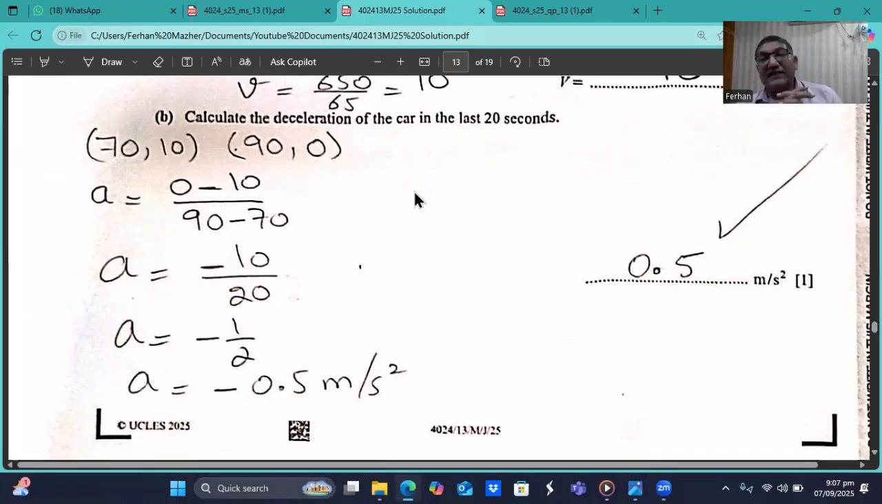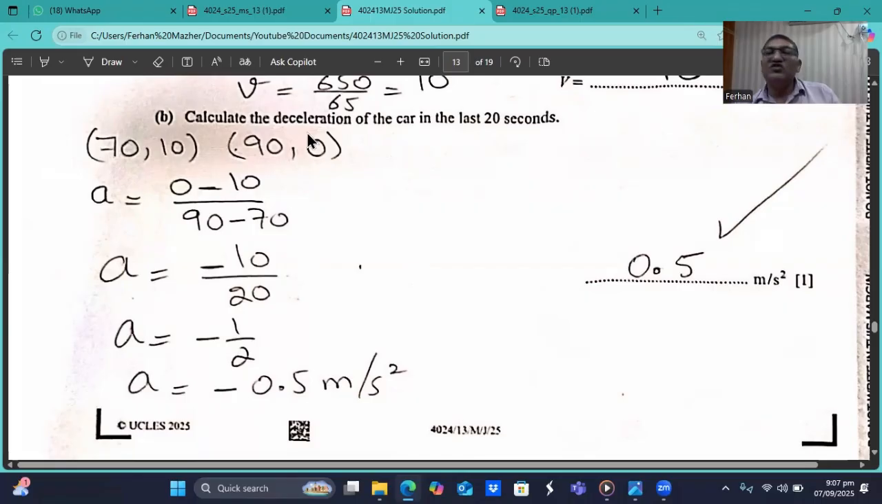So one point is (70, 10), and the other point is (90, 0). I will find the gradient. The gradient of the speed-time graph is equal to the acceleration. So acceleration will be equal to (0 minus 10) divided by (90 minus 70). So A will be equal to minus 10 divided by 20. So A will be equal to minus 1 by 2. So A will be equal to minus 0.5 meters per second squared.